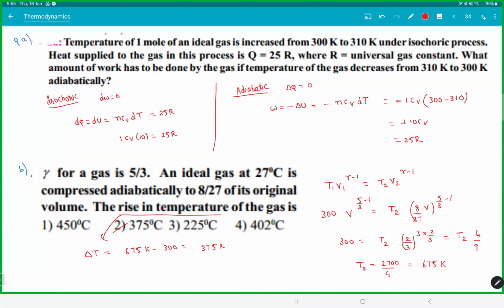Clear with this? Straightforward formula substitutions. Next one. Any doubts on this? Clear? Devika, Ansh, Nikhil, Sharman. Okay, next one.